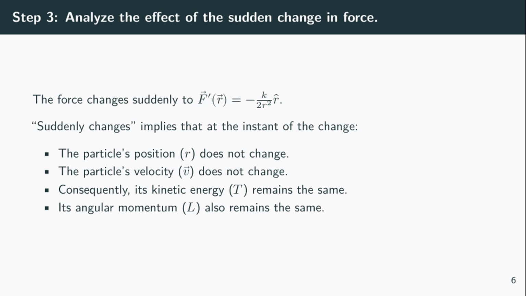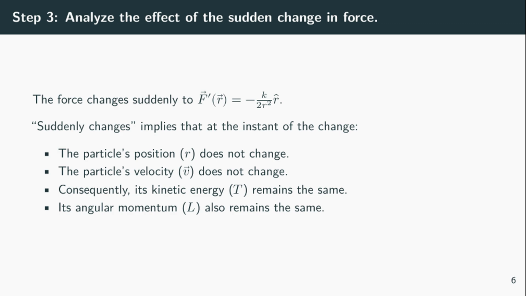Step 3 is where the interesting part happens, analyzing the effect of that sudden change in the force. The force suddenly changes to F prime vector of r vector equals minus k over 2 r squared r hat. Notice the force is now half as strong at the same distance r compared to before. The phrase suddenly changes is really important here. It tells us that at that exact instant, the particle's position r does not have time to change. It's still at the same distance from the center.